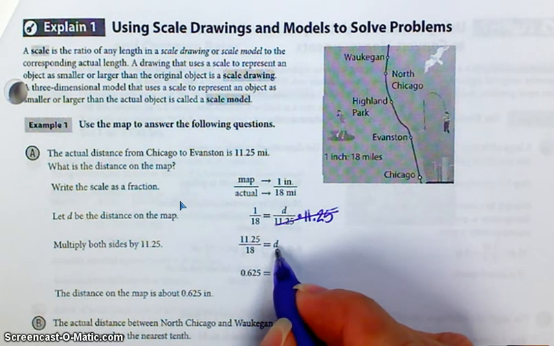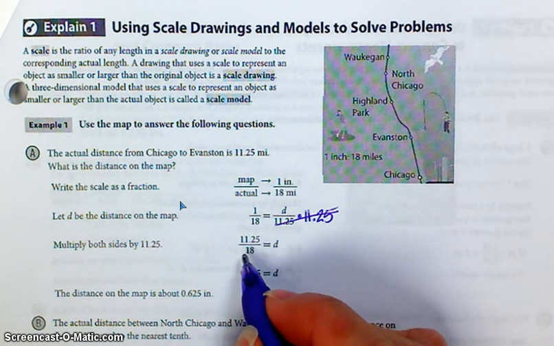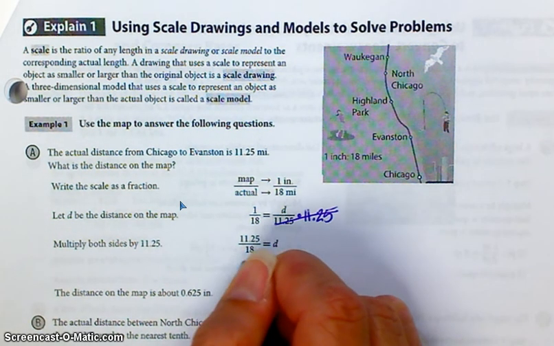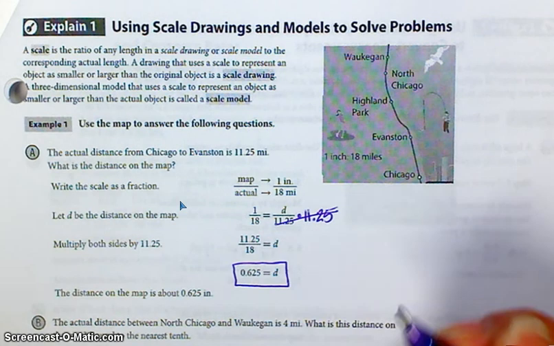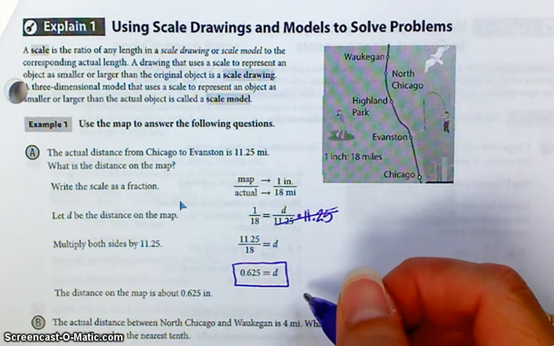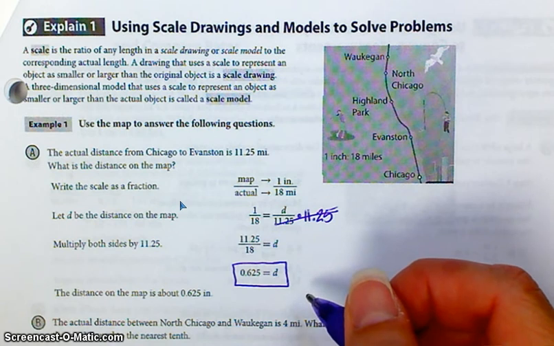Now on this side, all we're left with is d, and they said 1 times 11.25, so now you have 11.25 divided by 18, and there is your distance on the map. It's about 0.625 inches on the map. Okay.